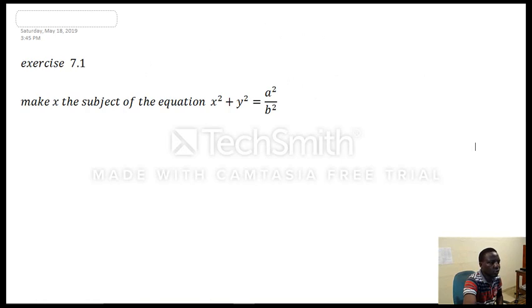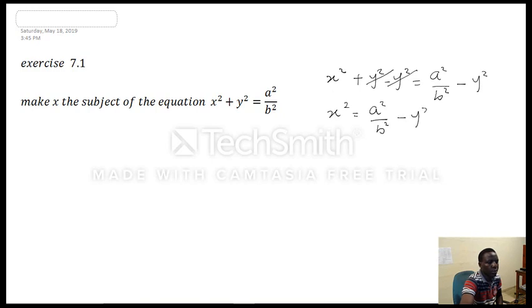Next example says we should make X the subject of the formula. Same step, you first of all take Y squared to the other side of the equation by subtracting Y squared from both sides, leaving us with X squared plus Y squared minus Y squared is equal to A squared over B squared minus Y squared. Y squared minus Y squared is 0. We have X squared is equal to A squared over B squared minus Y squared.